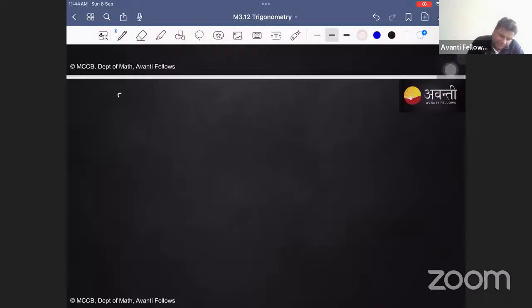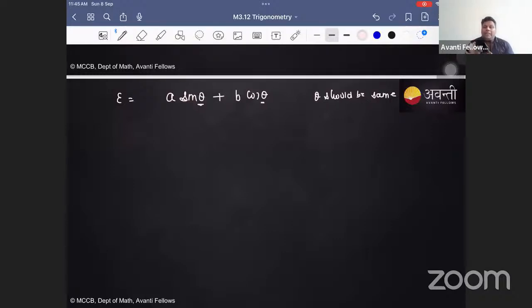Say we have an expression a sin theta plus b cos theta. You want to maximize or minimize it, you want to find its maximum and minimum value. So what do we do? First of all, these two thetas should be the same. It should not be like with sine it is theta, with cos it is 2 theta. Both thetas should be the same.